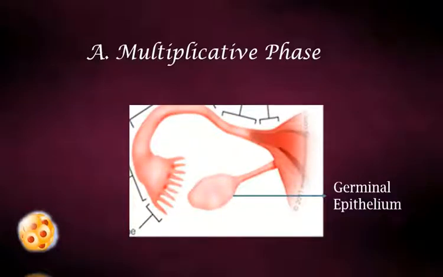During the multiplicative phase, certain primary germ cells of the germinal epithelium of the ovary undergo rapid mitotic division to form a group of egg mother cells, or the oogonia. This is to increase the number of oogonia formed.